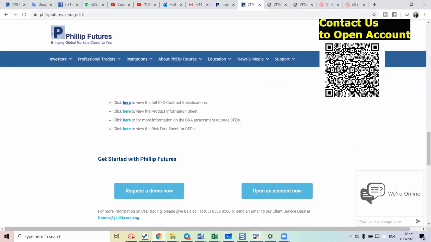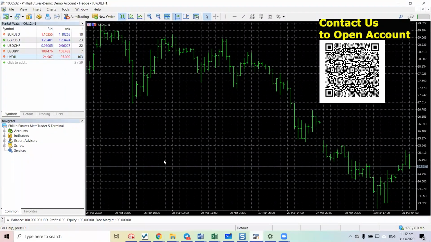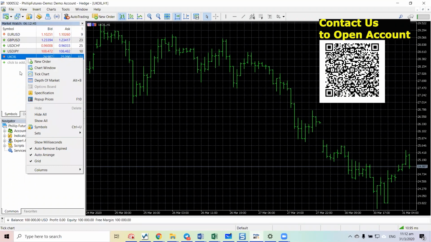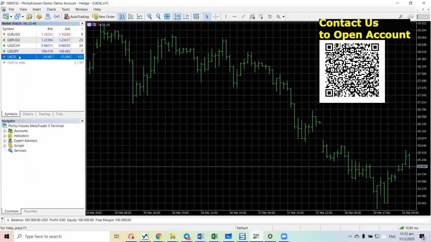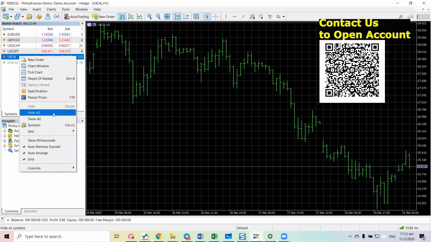Right now we just go through this MT5 platform. When we log in, this UK oil is not that. Let me remove this first. How to remove? You close the chart and then you hide.